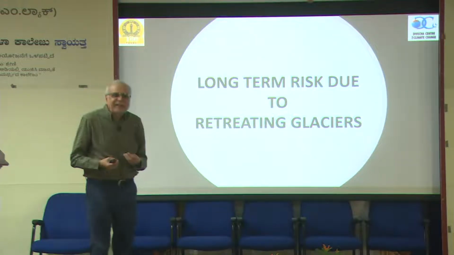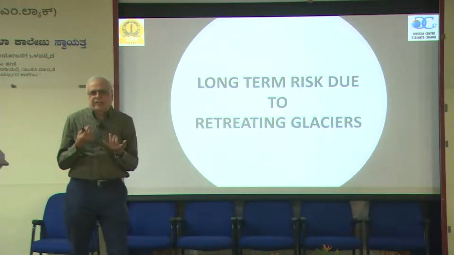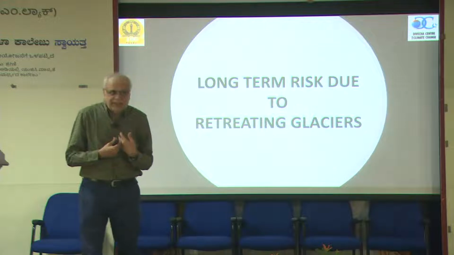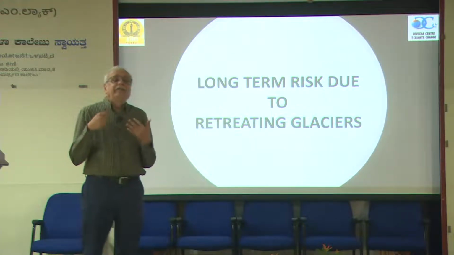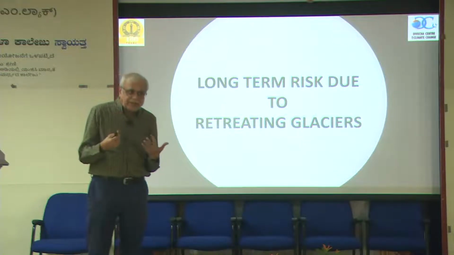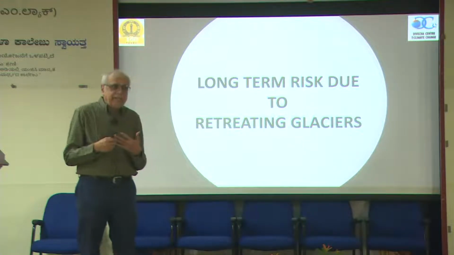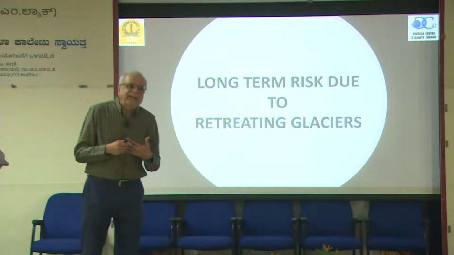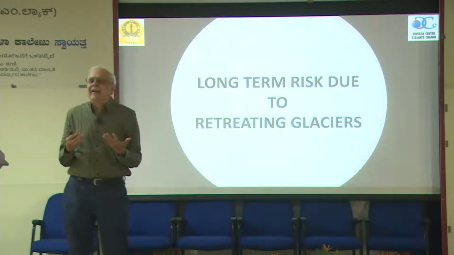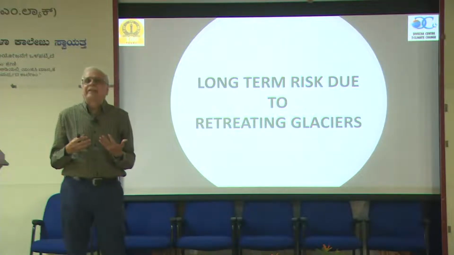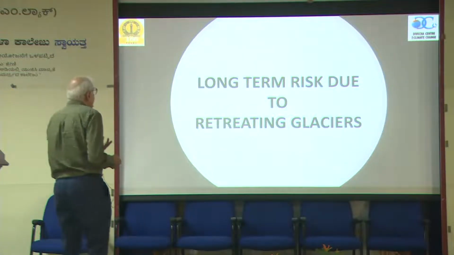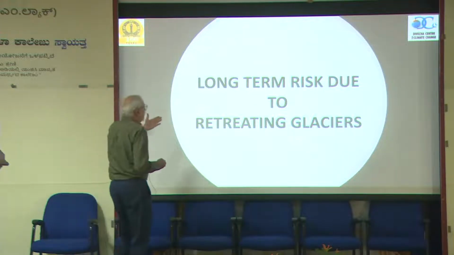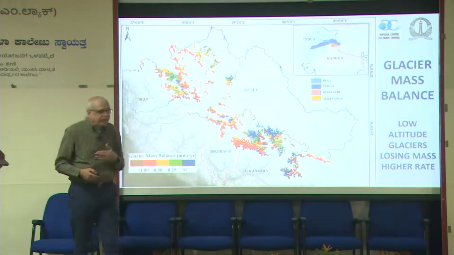So what are the risks? We know that the Himalayan region is warming. It is warming higher than the global mean. It is warming higher than other parts of India, and glaciers are retreating. So what impact will it have on society? What impact will it have on various aspects? Some of these aspects we will see, the long-term risk of retreating glaciers.